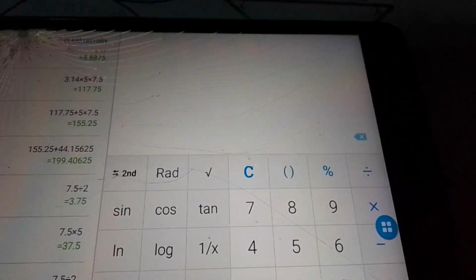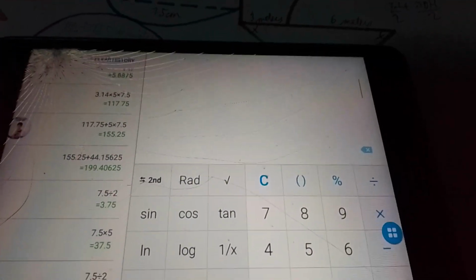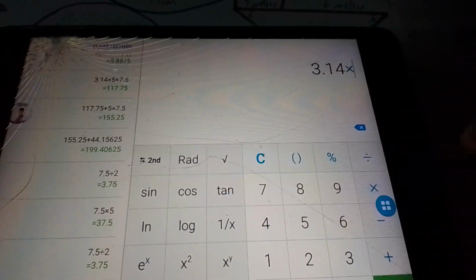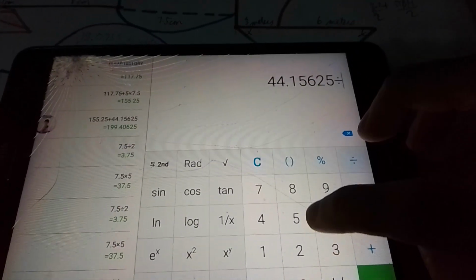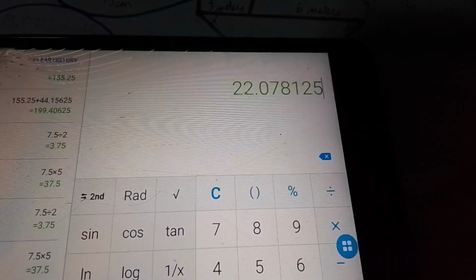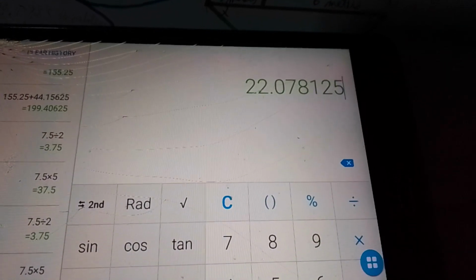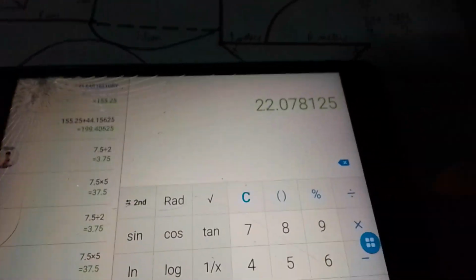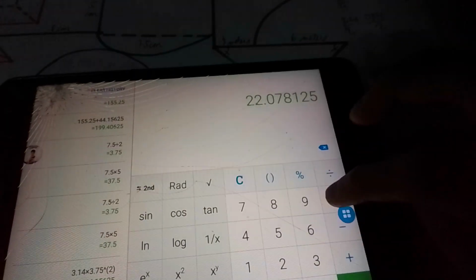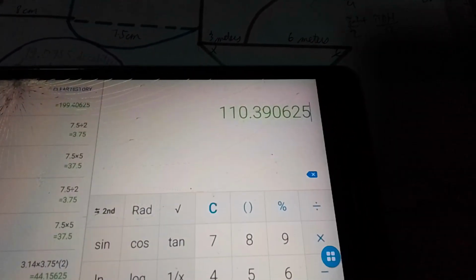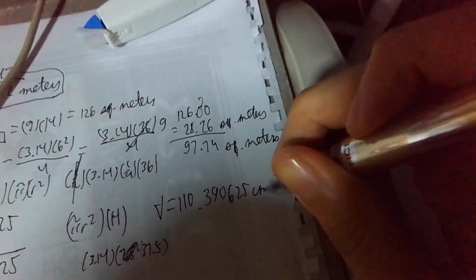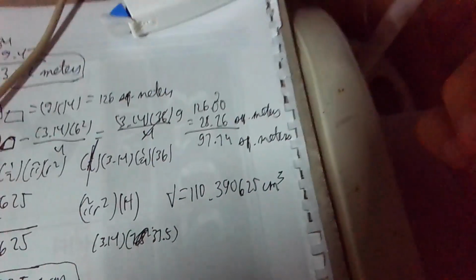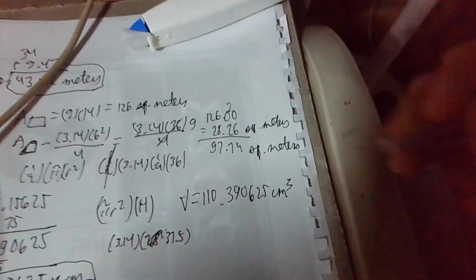Okay? So 3.14 times 3.75 squared. You should get this. Then divide by 2, so you should get 22.07. Now we have to multiply it with the height. And our height is 5 centimeters. So multiply it with the height, so yun yung volume. So, ang volume namin ay 110.390625 cm cube.